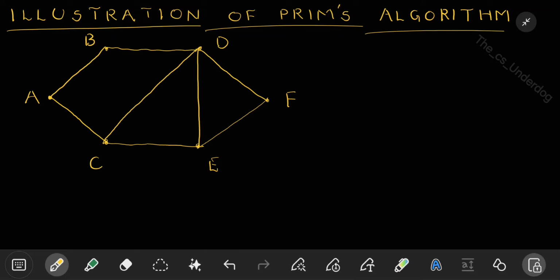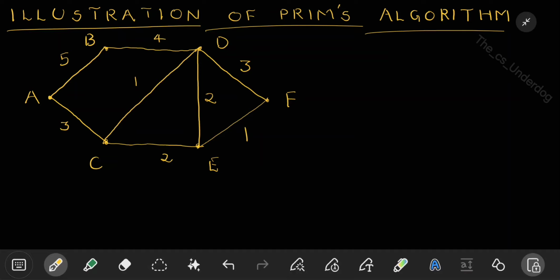This is the graph that we used when we were learning Kruskal's algorithm. So with the same thing, we'll do Prim's algorithm. And the edge weights were 5, 3, 1, 2, 2, 4, 3 and 1. With this graph, let us see how to apply Prim's algorithm.